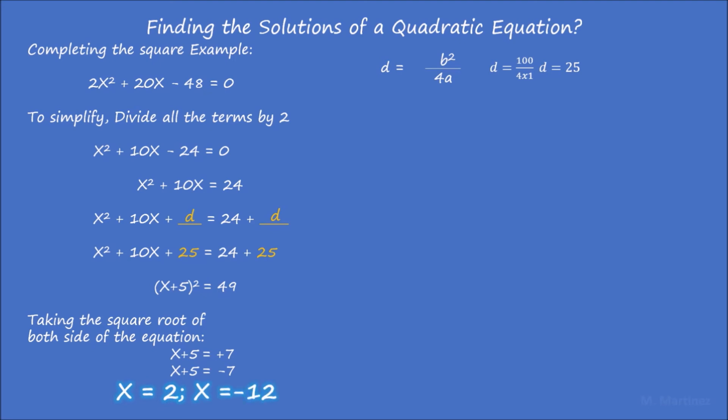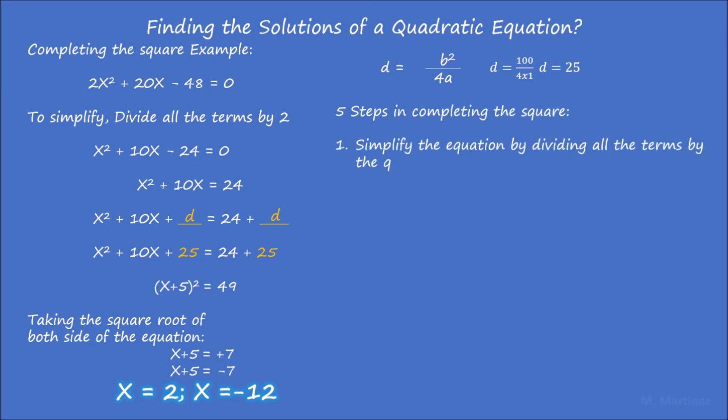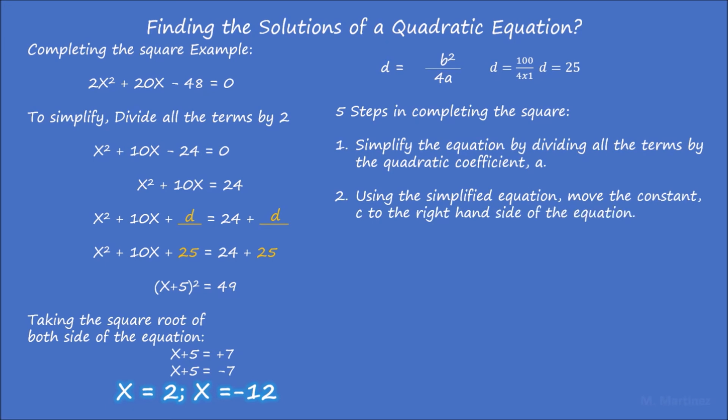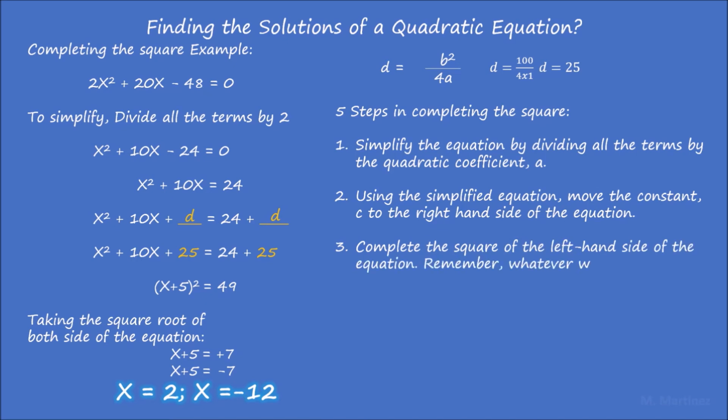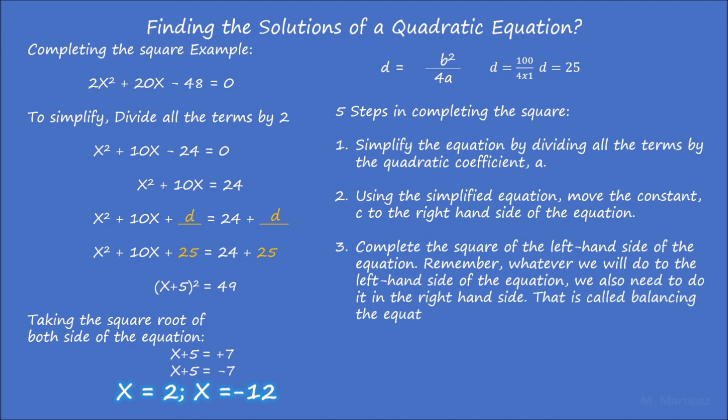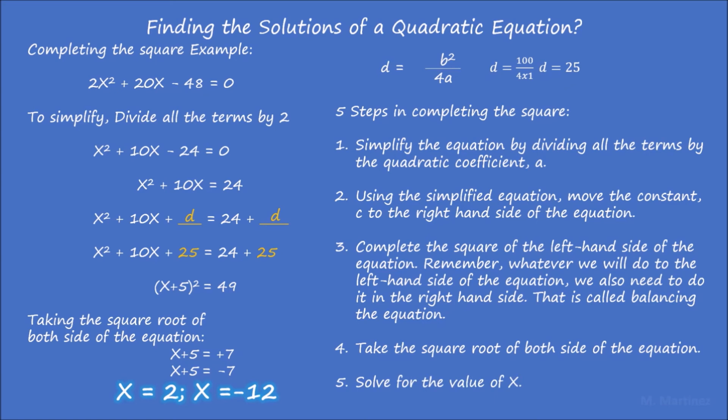To summarize what we have done, here are the 5 steps in completing the square. Step 1, simplify the equation by dividing all the terms by the quadratic coefficient. Step 2, using the simplified equation, move the constant c to the right-hand side of the equation. Step 3, complete the square of the left-hand side of the equation. Remember, whatever we do to the left-hand side of the equation, we also need to do to the right-hand side. That is called balancing the equation. Step 4, take the square root of both sides of the equation. And finally, step 5, solve for the value of x.